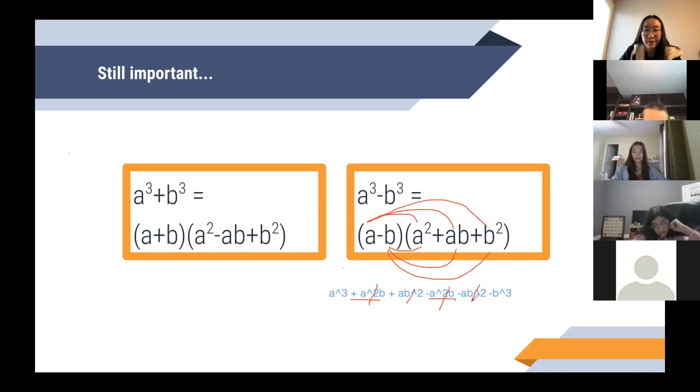And then what are we left with? You typed it in the chat. It was a cubed minus b cubed. Perfect. So that's how you get these equations. And they're just like a shortcut you can take if you have them memorized.